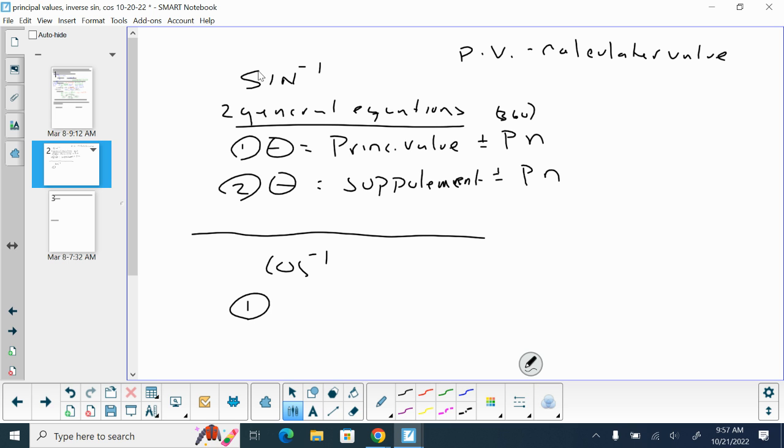When we deal with the inverse cosine, our first equation, once again, is our principal value plus or minus the period n. And then the second equation comes from the opposite of the principal value plus or minus the period n. These will be the same general guidelines and cues that we will use throughout this entire chapter when dealing with the principal values.